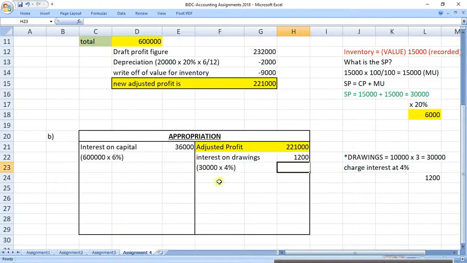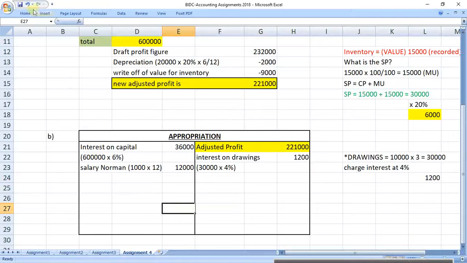Is to receive a salary. So the salary would have come out of the adjusted profit. So it'll go here. Salary, Norman. Brackets, how much? 1,000 times 12. Okay, is 12,000. There it is.